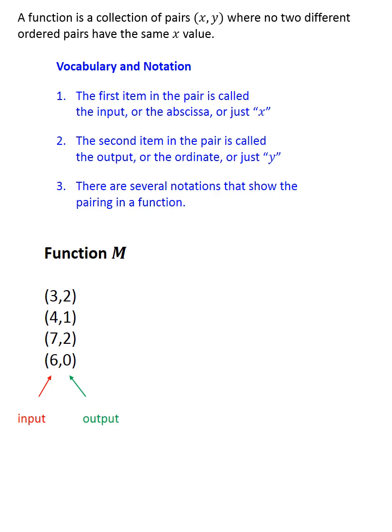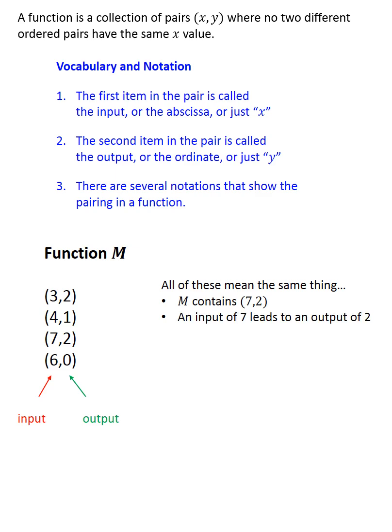And there are several different kinds of notation we can use to talk about these pairs. You might wonder, well, if this function has four pairs in it, then there they are. What is there to talk about? Well, there's a lot of notation that has developed over the centuries that you have to familiarize yourself with. So watch this. All of these mean the same thing. Notice that the function m contains the pair 7, 2. Well, that's obvious. It's sitting right there in the function as one of the pairs. There's no mystery to that.